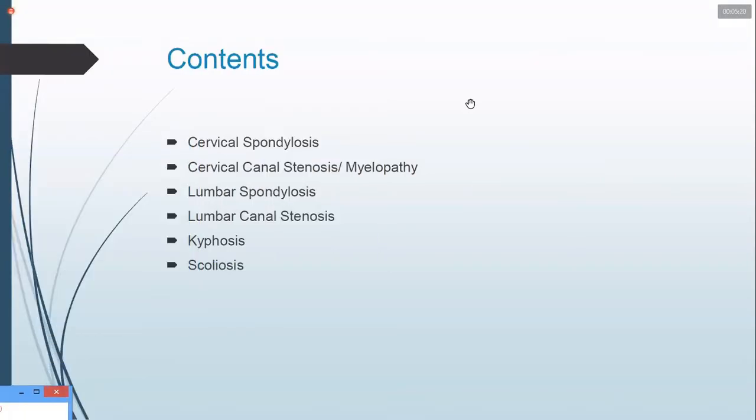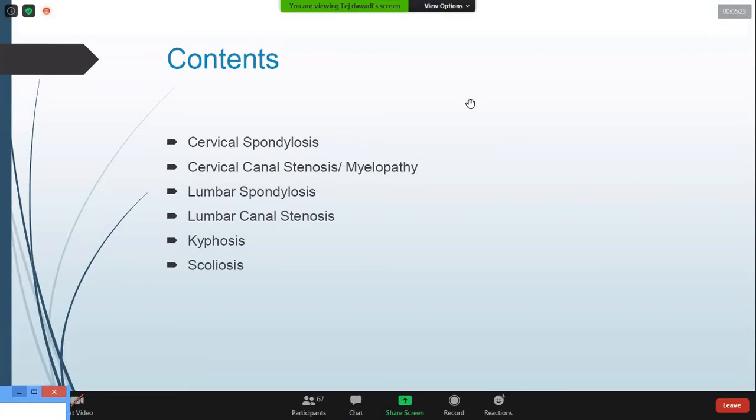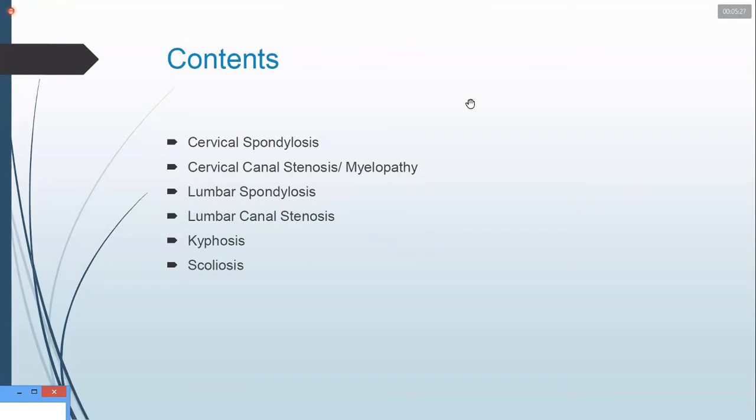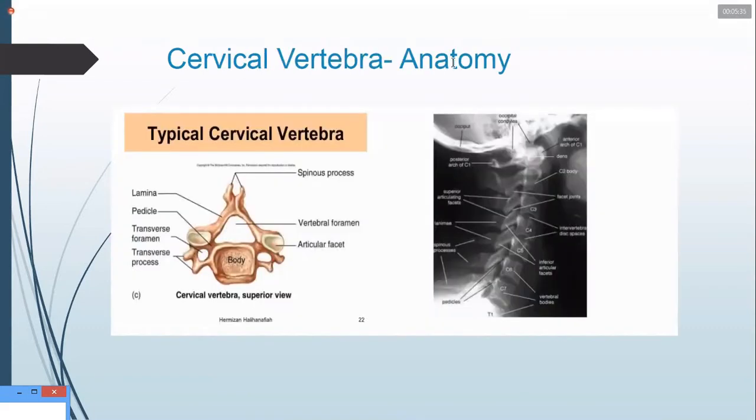Today we will discuss the contents: cervical spondylosis, canal stenosis, lumbar spondylosis, lumbar canal stenosis, kyphosis, and scoliosis. Starting with the vertebra anatomy.